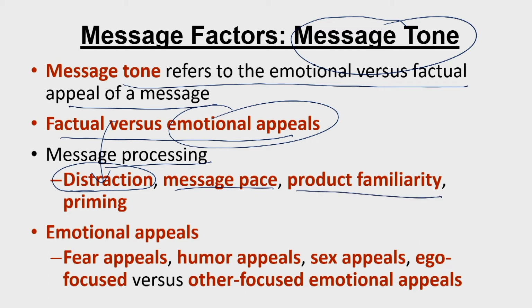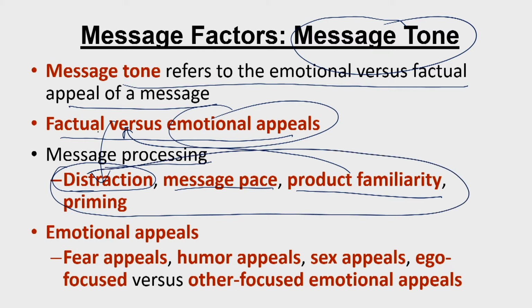Product familiarity: the more familiar a product is, the better factual messages work. So, the more familiar you are with a product, the more factual messages work. But if you are not very familiar with a product, then emotional appeals tend to work more. Also, priming. Priming is another factor which affects factual versus emotional appeals.